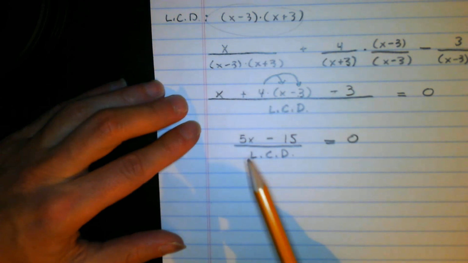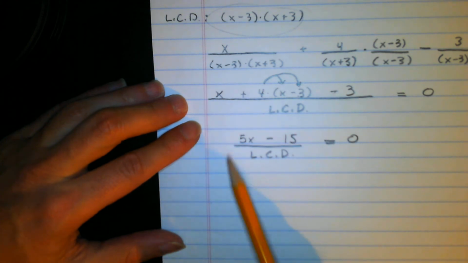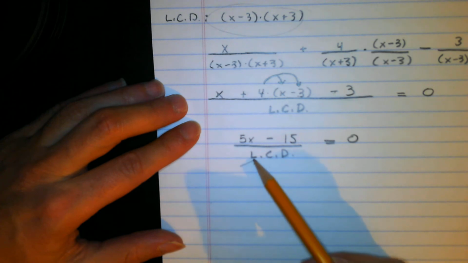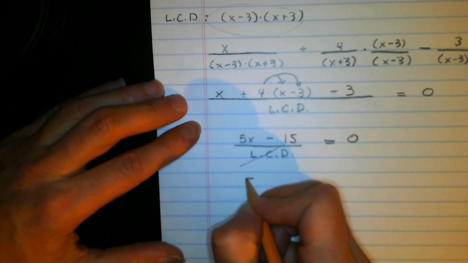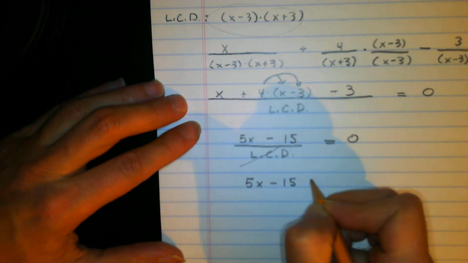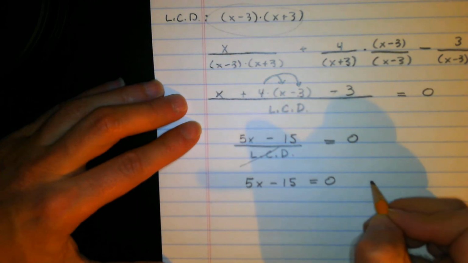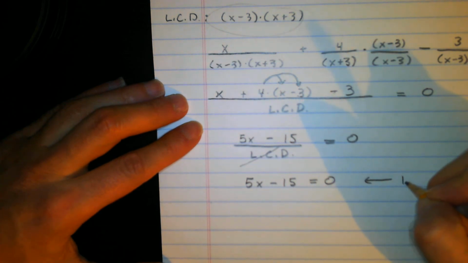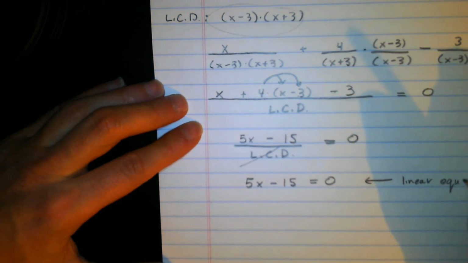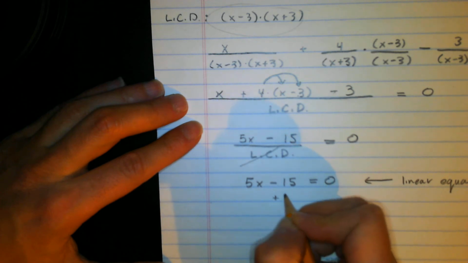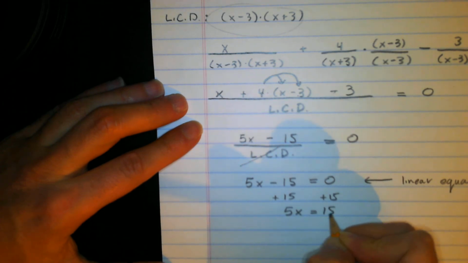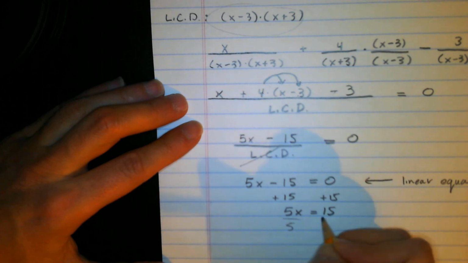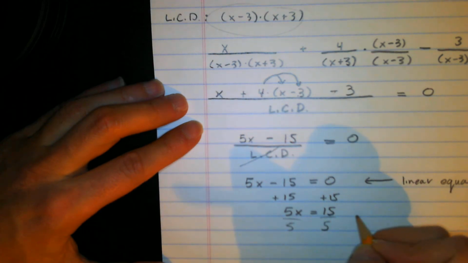Now at this point, again, we have something over something equals 0. Therefore, the numerator must equal 0. We'll just cancel out the denominator. And now, what are we left with? We're left with 5x minus 15 equals 0. As I said, you could be left with different types of equations here. This one happens to be a linear equation, which we just solve by isolating x. So plus 15 and then divide by 5.